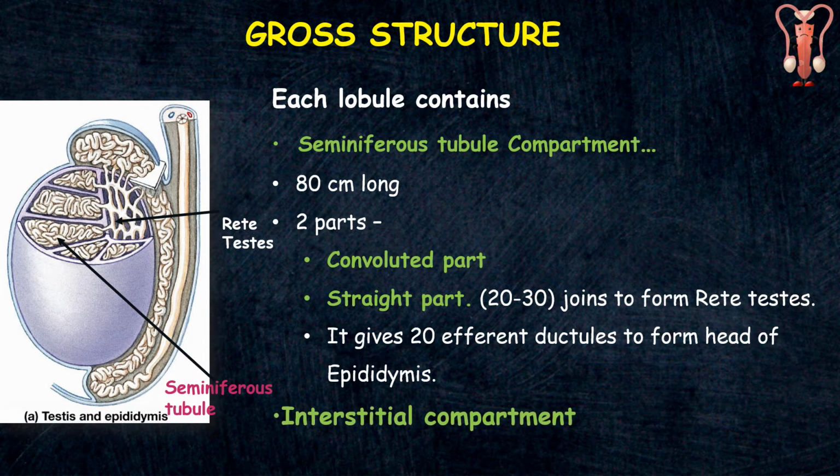And finally, the interstitial compartment. It is the space between the seminiferous tubules, which constitutes around 10% of the volume of the testis. This compartment of each lobule is connected by loose connective tissue. It has blood vessels, lymphatics, and also the Leydig cells. These Leydig cells have the most important endocrine function of secreting testosterone, which we are going to discuss in our next class.